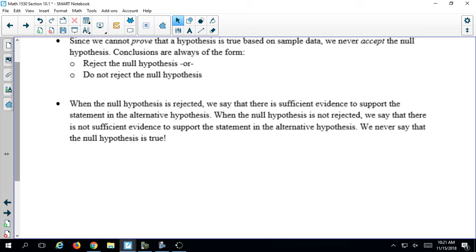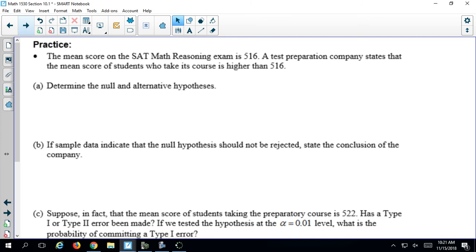But because we do not have the population data, we'll never know what the population mean or population proportion actually is. We can get a good idea by making a confidence interval, but we'll never know exactly what it is. So let's look at this problem. It says the mean score on the SAT Math and Reasoning exam is 516. A test preparation company says that the mean score of students who take its course is higher than 516. What are the null and alternative hypotheses?